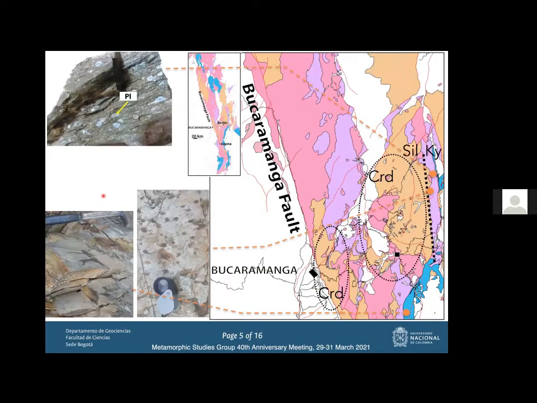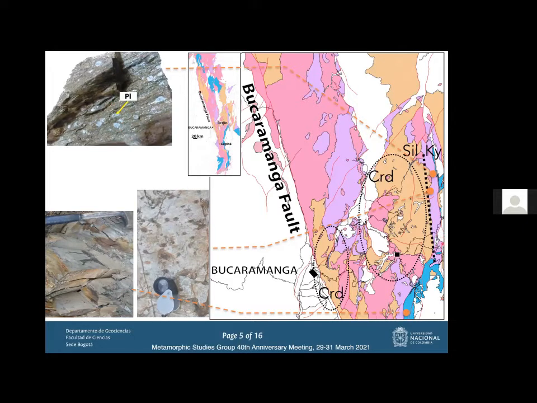To see some of the rocks we're talking about, we start with the lowest grade ones. This is the Devonian sedimentary sequence with low grade metamorphism. It's a phyllite. We have also here two schists. One is a garnet staurolite schist, and the other is a staurolite kyanite plagioclase schist from the Silgará Schist.